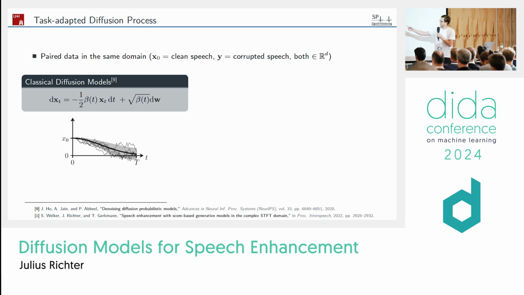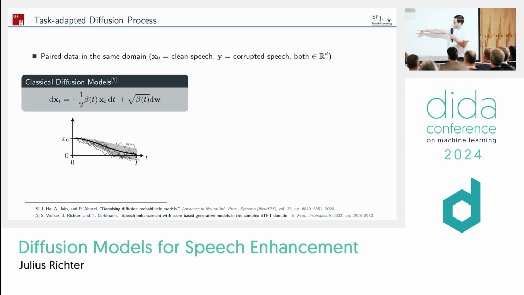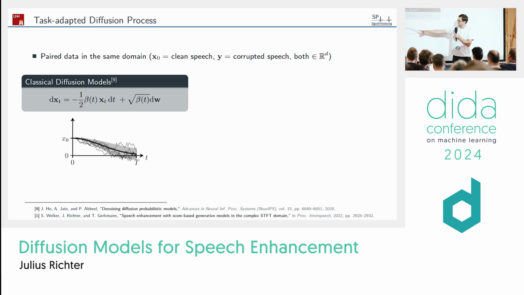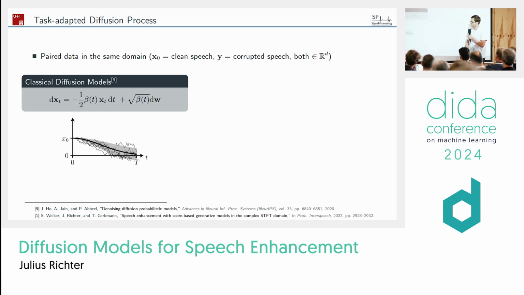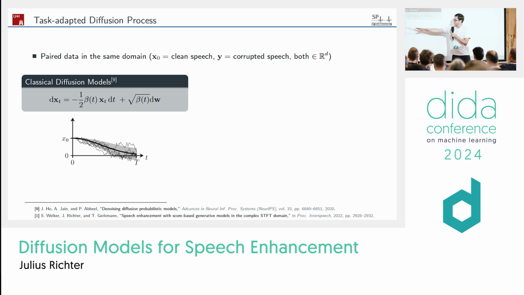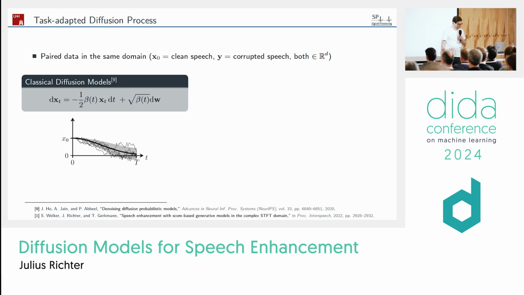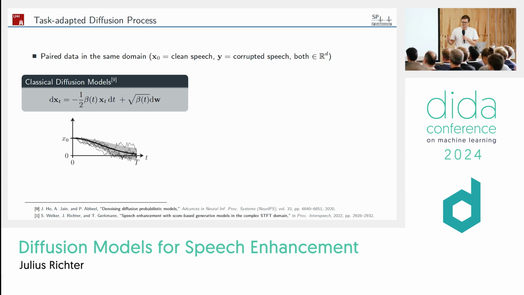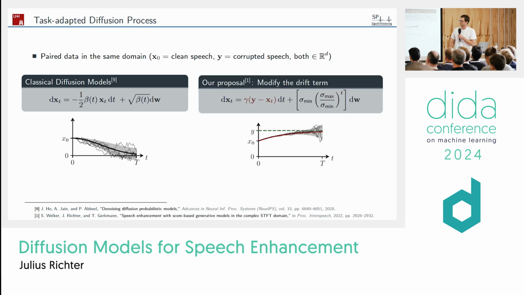And if you look at classical diffusion models, for example, DDPMs, then they have the following SDE. And if you plot this for the one-dimensional case, then you see basically you start with a data point x0, and then you drift towards 0, and you add more and more Gaussian noise. But here you can see that it's also not dependent on y at all.